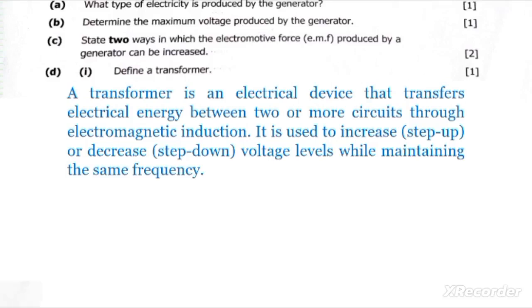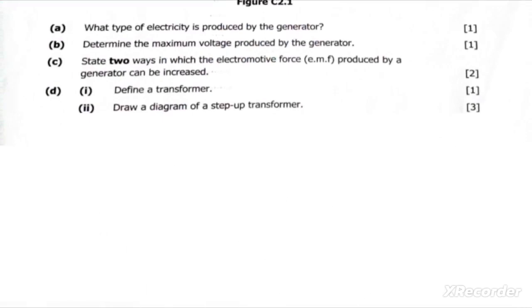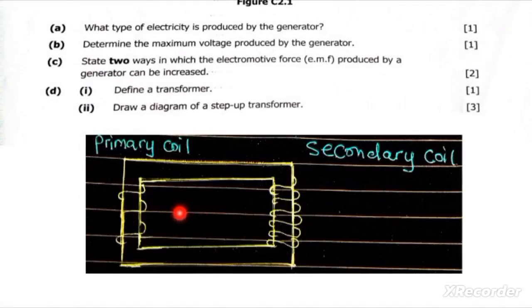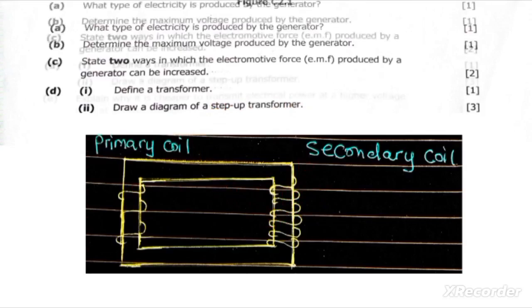Let us move to the next question. Draw a diagram of a step-up transformer. So a step-up transformer has a small number of turns on the primary coil and a big number of turns in the secondary coil. So we have the step-up transformer here. As we can see, here we have a small number of turns, and here we have a big number of turns. So this is a step-up transformer.